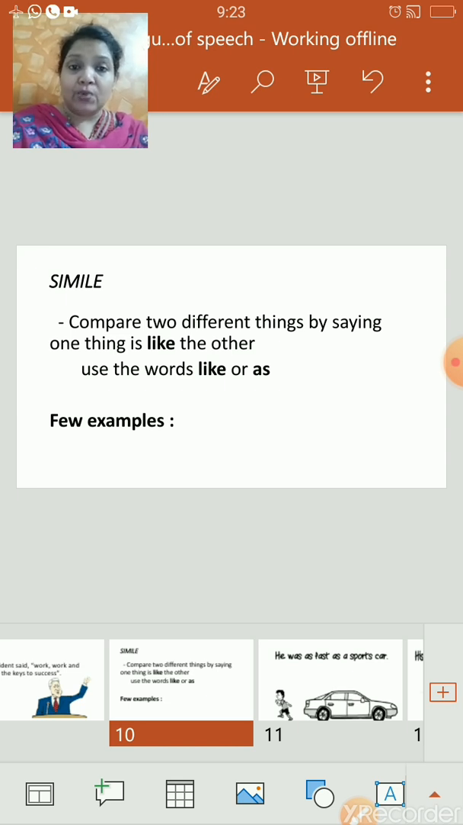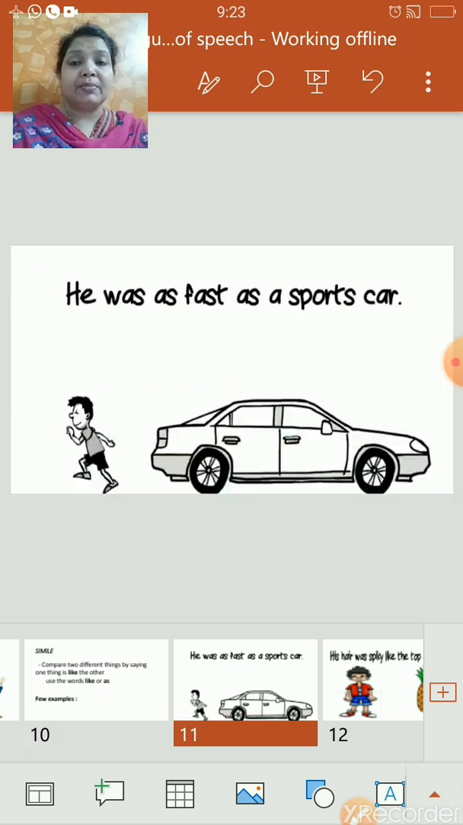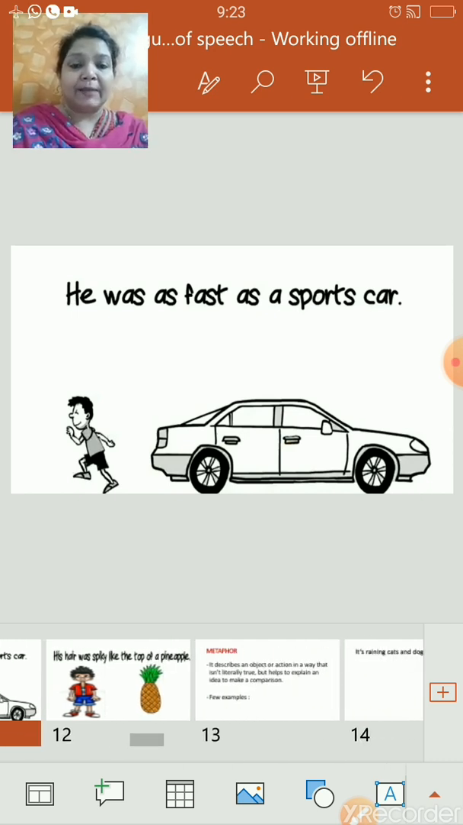All right, now the next one we did is simile. As we already know, in simile we compare two things by using words like or as. We also gave you one example wherein he was as fast as a sports car. That means we have compared the running of that particular boy with the sports car. So, it's very easy to understand simile as well.